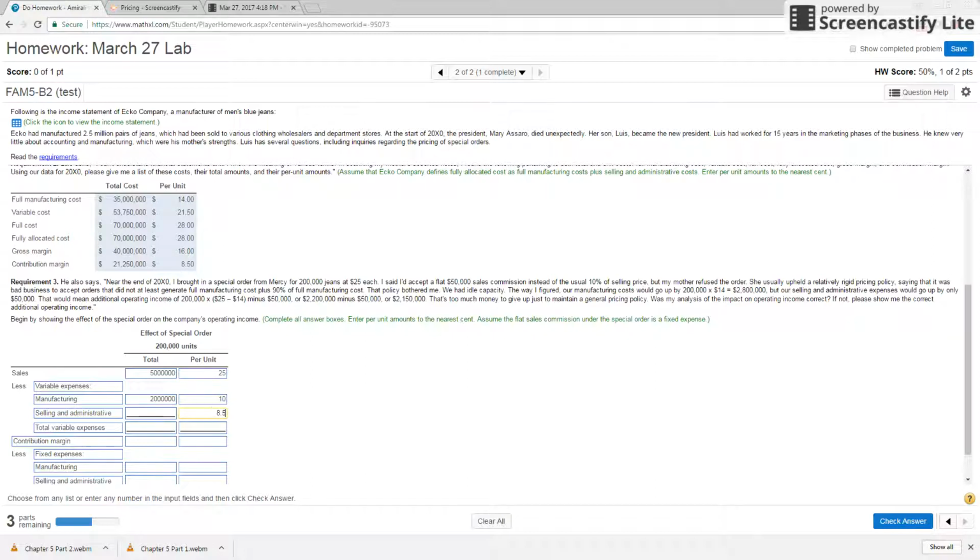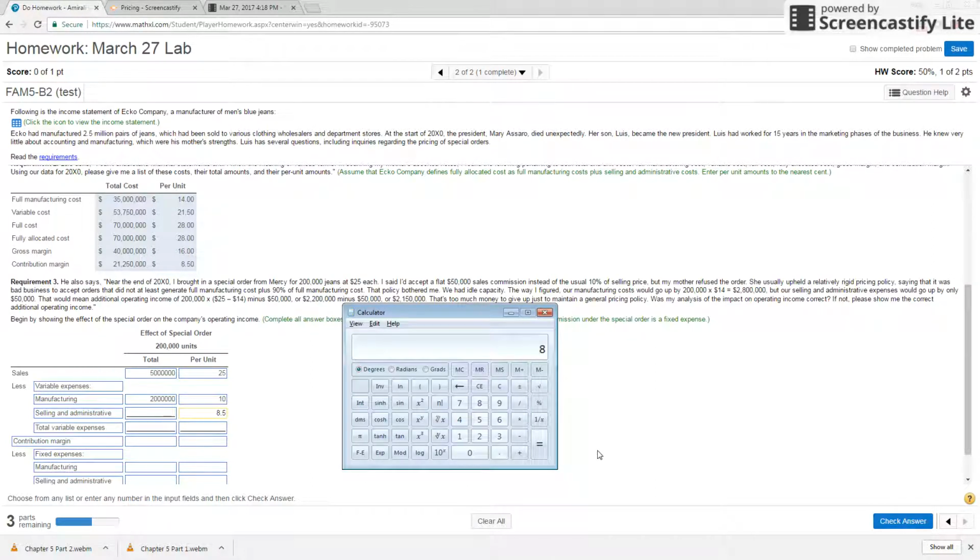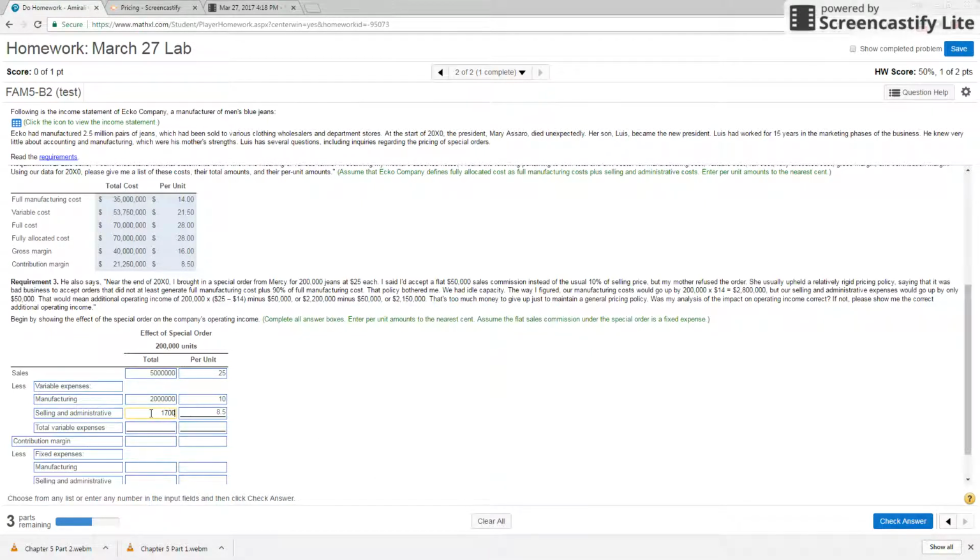And now if you multiply that by 200,000, it will be $1,700,000. And the summation will be 3,700,000. Contribution margin will be $1,300,000.